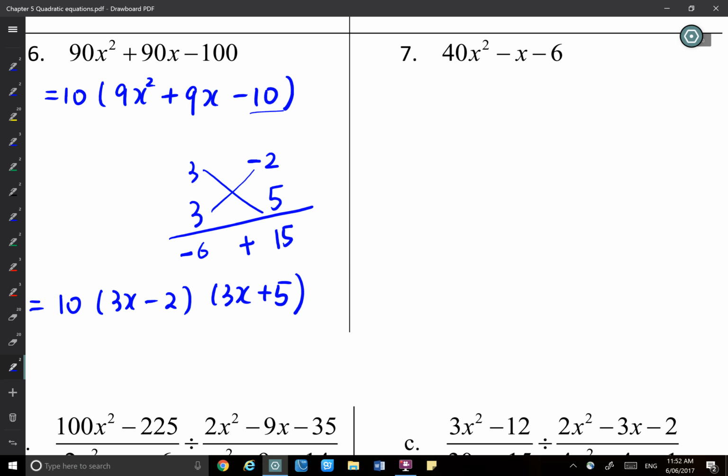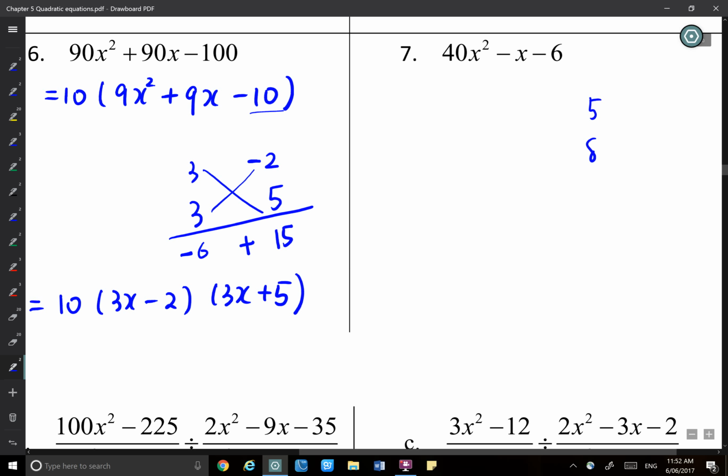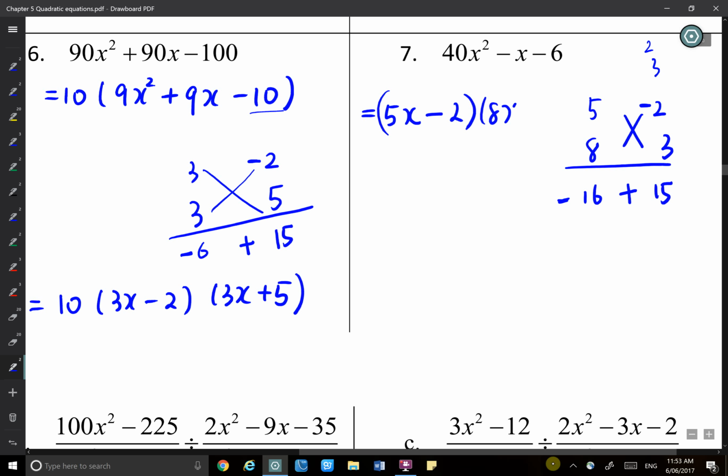Okay, last one. 40 and negative 6. I want a negative 1. So 40, I'll try two close numbers, 5 and 8. 6 has 2 and 3. Well, I'll put 2 here, 3 here. I want to make a 16 and a 15. The difference is 1. Okay, I need a negative 1, so I need a negative 16. So I need a negative 2. So it is 5x minus 2 and 8x plus 3.